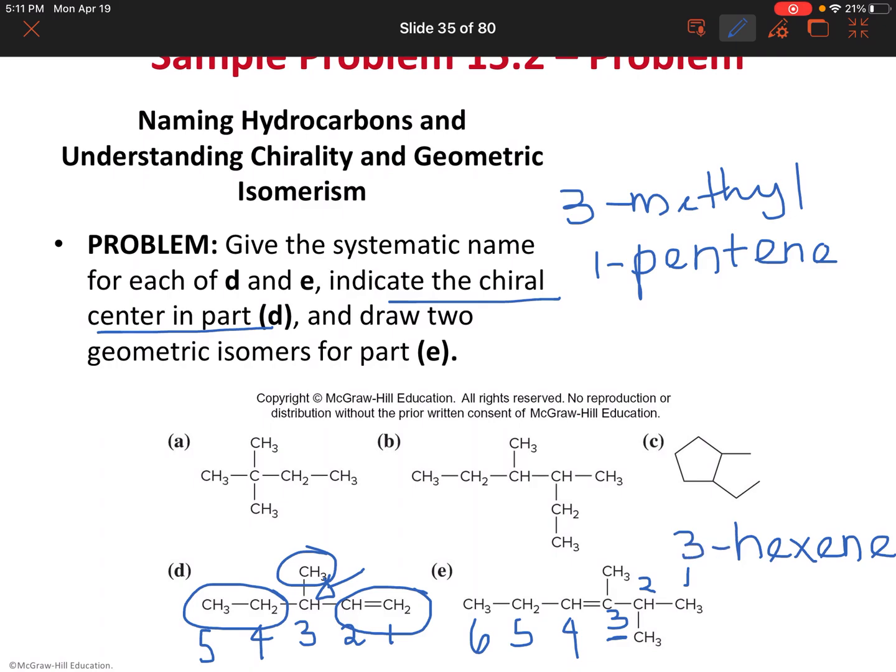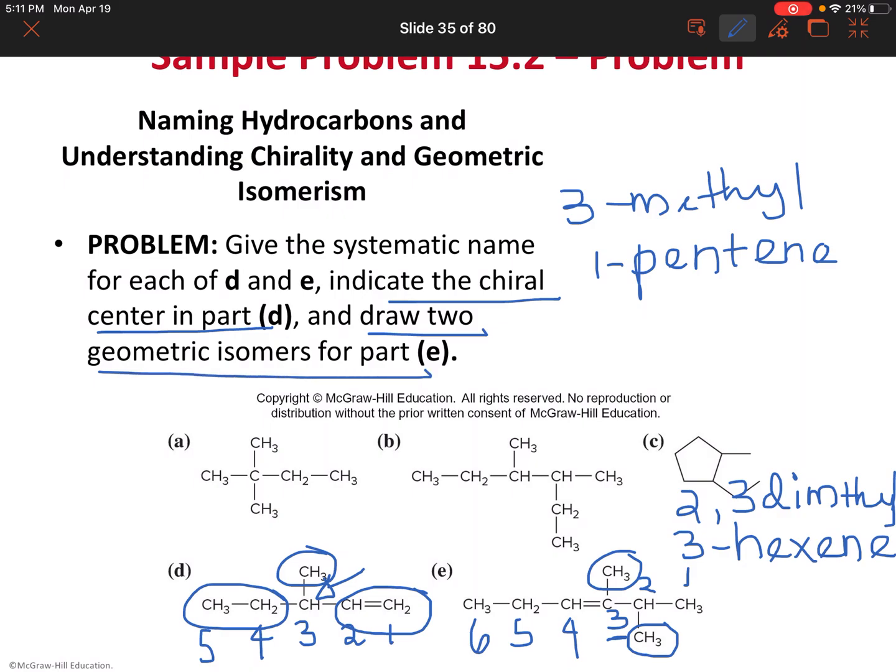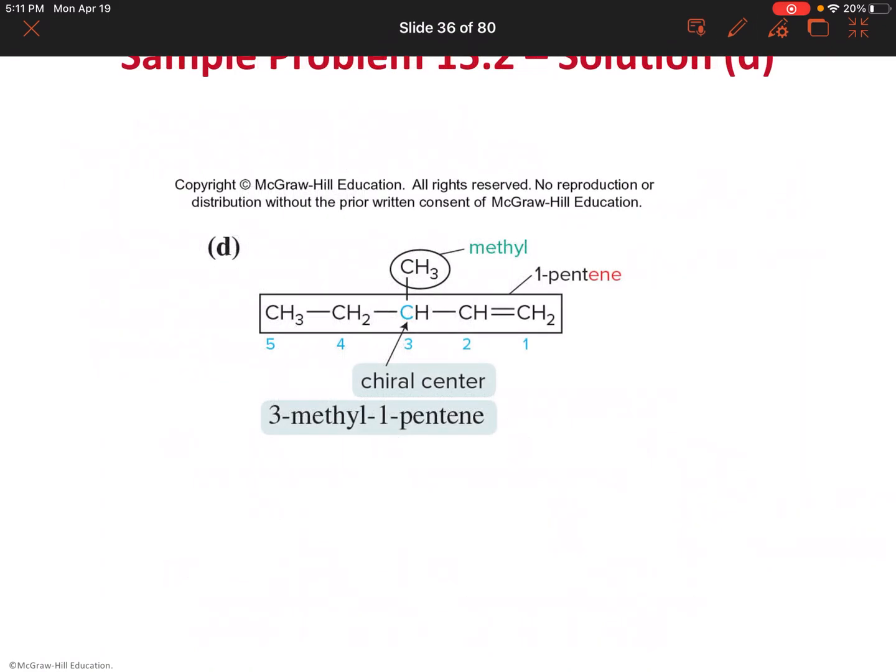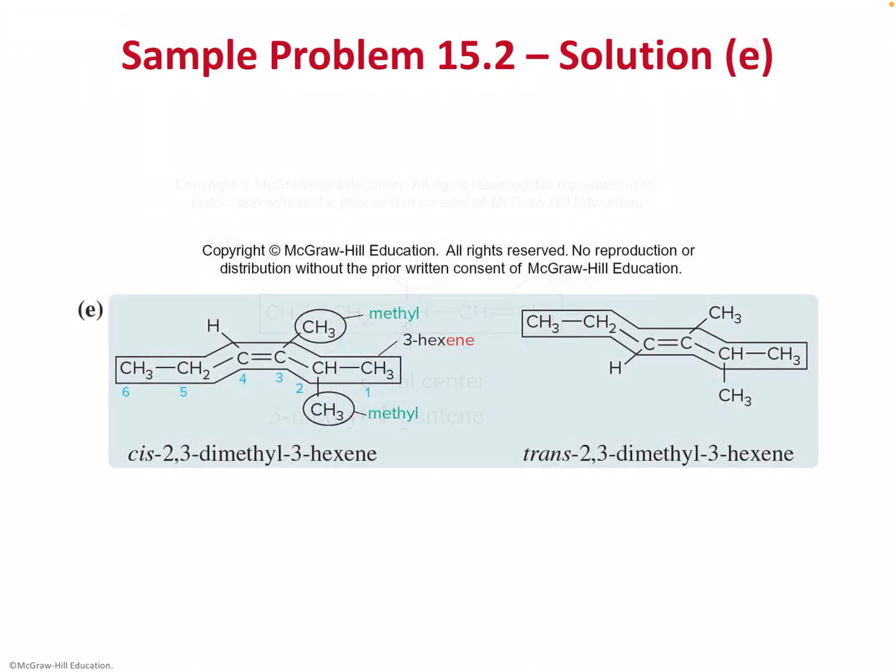And you also have to specify where the groups are. So on the second carbon you have a methyl. Third carbon you have a methyl. So that will give you 2,3-dimethyl-3-hexene. And it is asking you to draw 2 geometric isomers for part E. Geometric isomers are the cis-trans isomers. Remember, you can put the groups on the same side or the opposite side. So the cis-trans isomers.